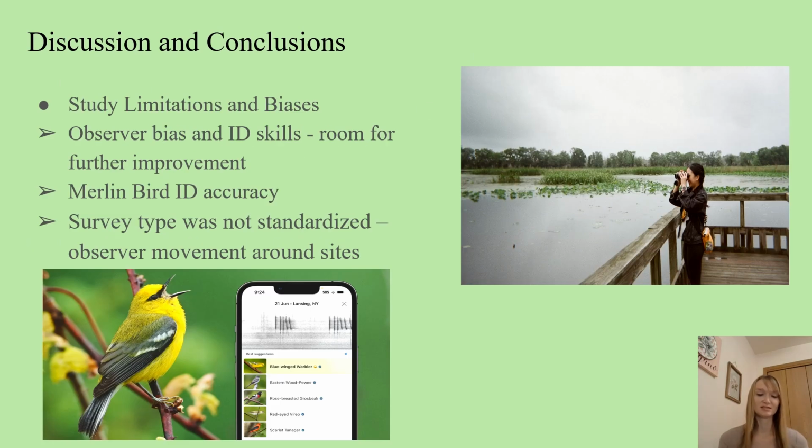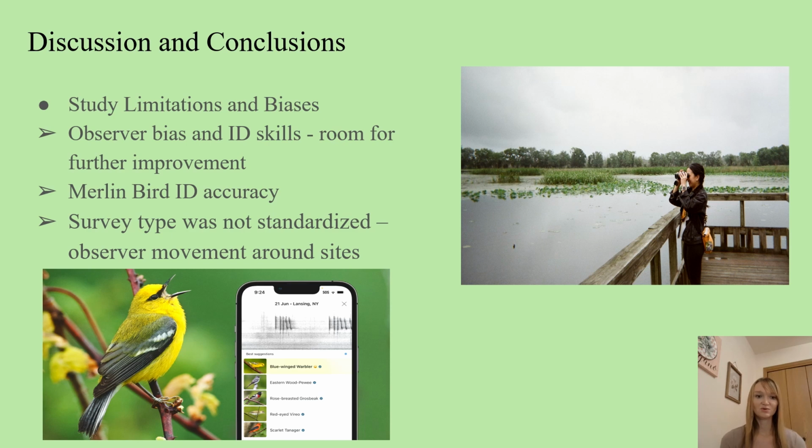Some study limitations and biases that we wanted to mention were that observer and ID skill bias was probably an issue. There's room for further improvement here. So we all have different amounts of skill and experience with birding. So depending on how good we were with that, which species we knew, that is something that we could improve on. We all used the Merlin Bird ID app, and that also could have had some accuracy issues depending on if a bird call was really quiet. It might have ID'd the bird incorrectly that way.